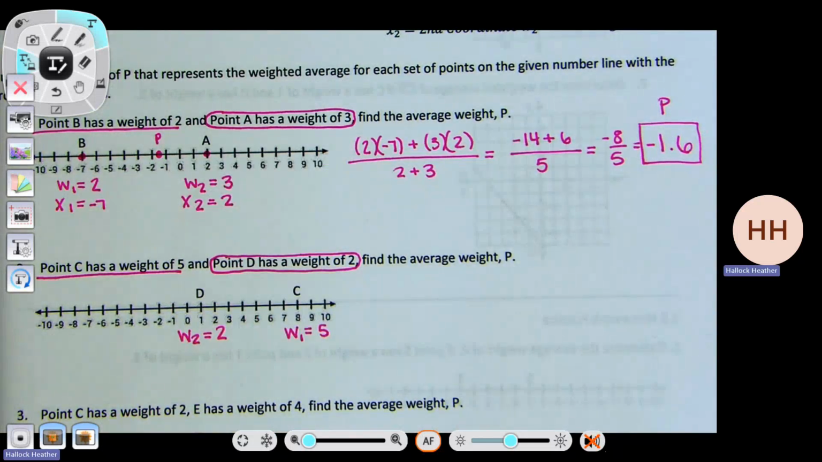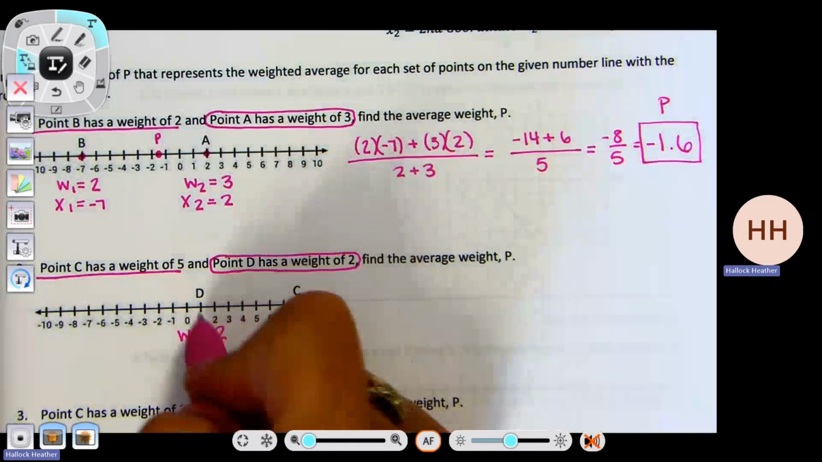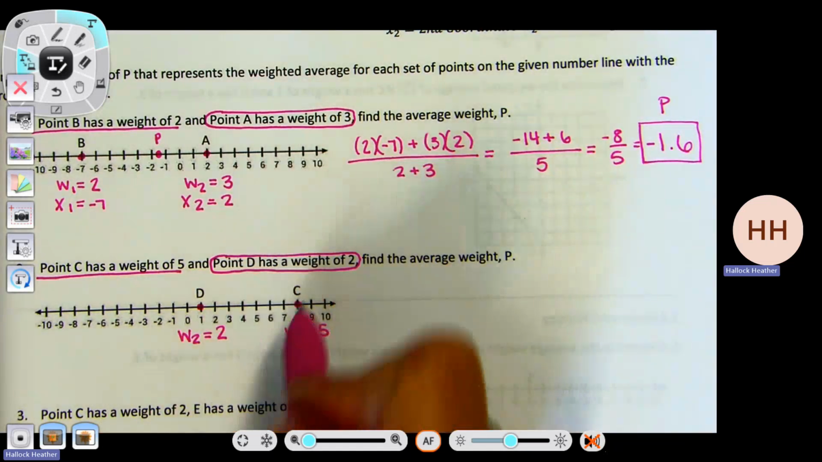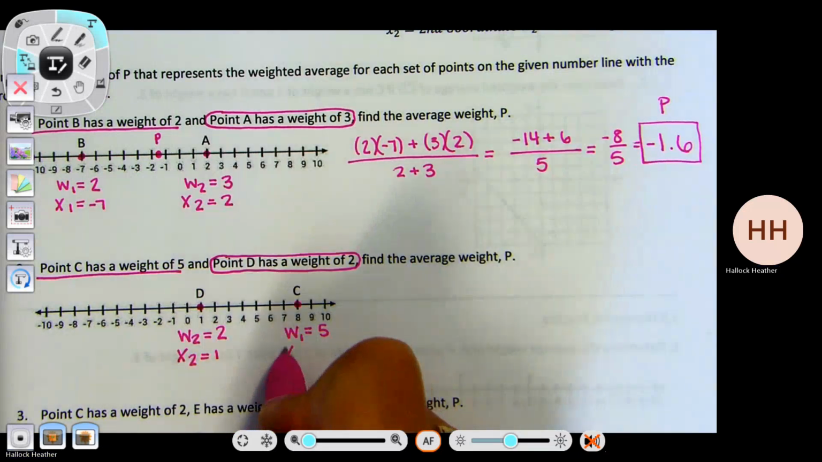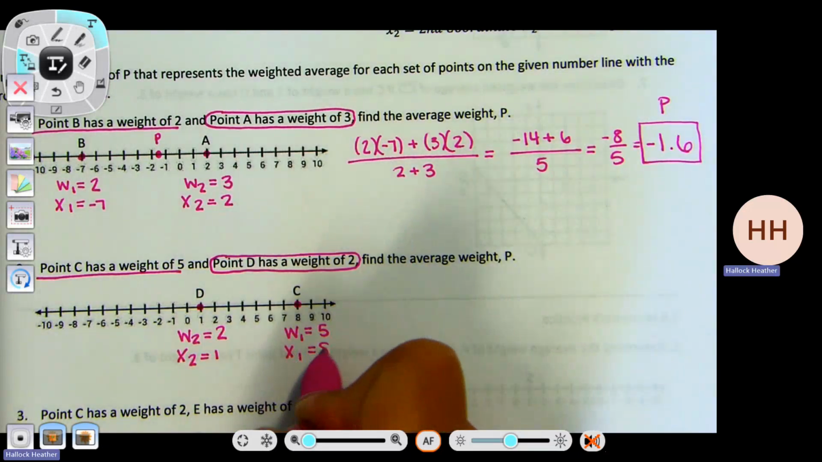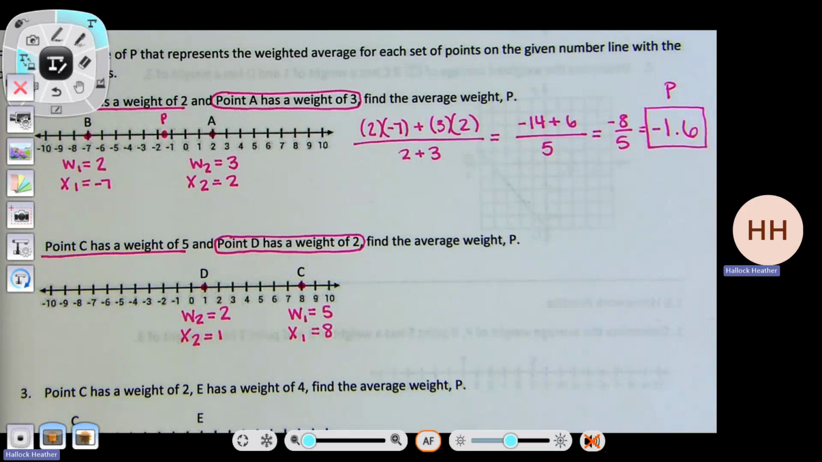So which one's heavier? C. So when I calculate this, it should end up closer to C because this weight is heavier. And then I'm going to write the locations for these points right underneath it. So X2 is at 1 and X1 is at 8. So I'm going to take these values and plug them into my formula.